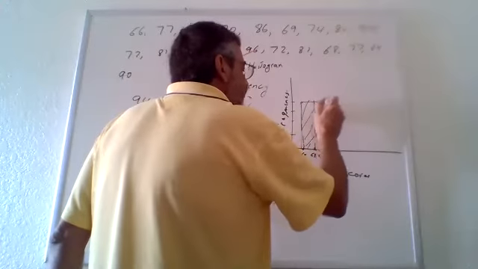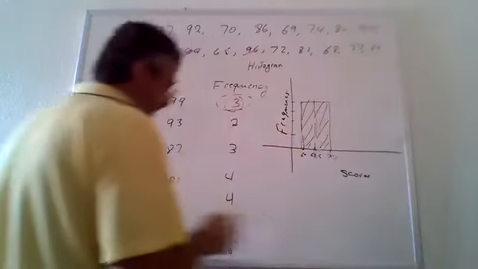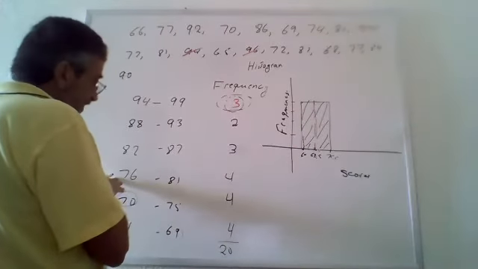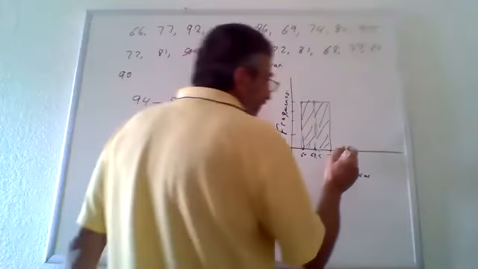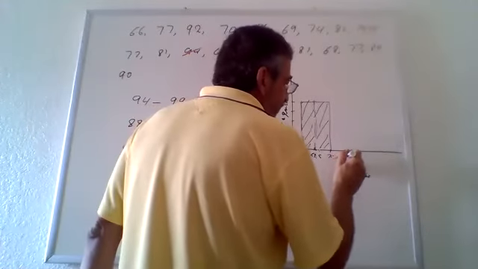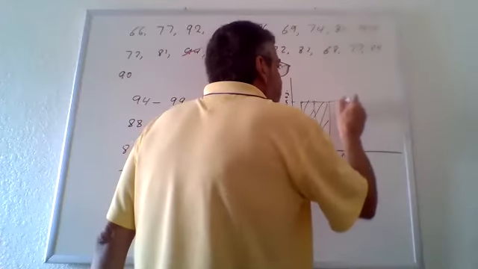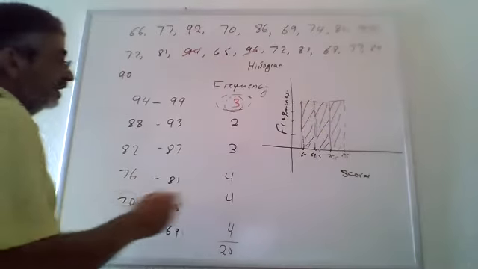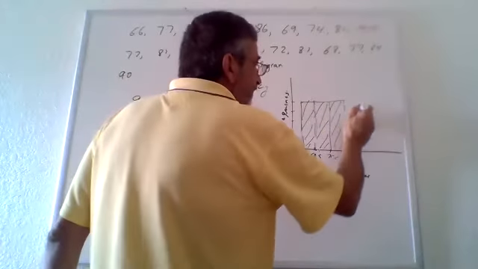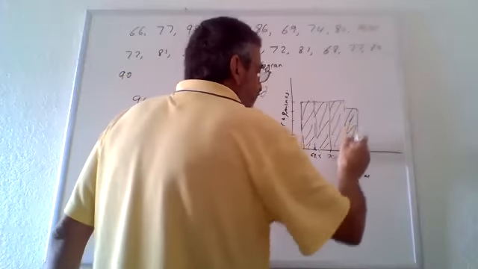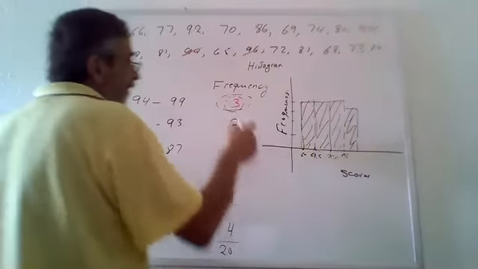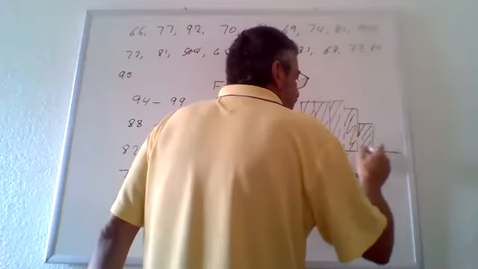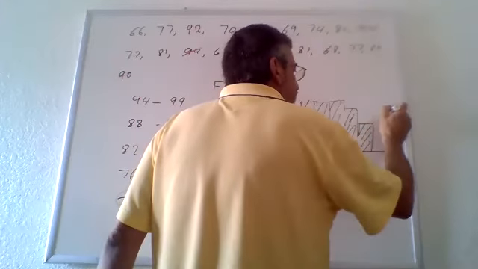So we're going to go up to 4. And then the next one, we're going from 75.5 to 81.5. This one is 4. And then we have a 3, so the next one is just up to here, just 3. And then one more, which is 2. And then the last one is 3.